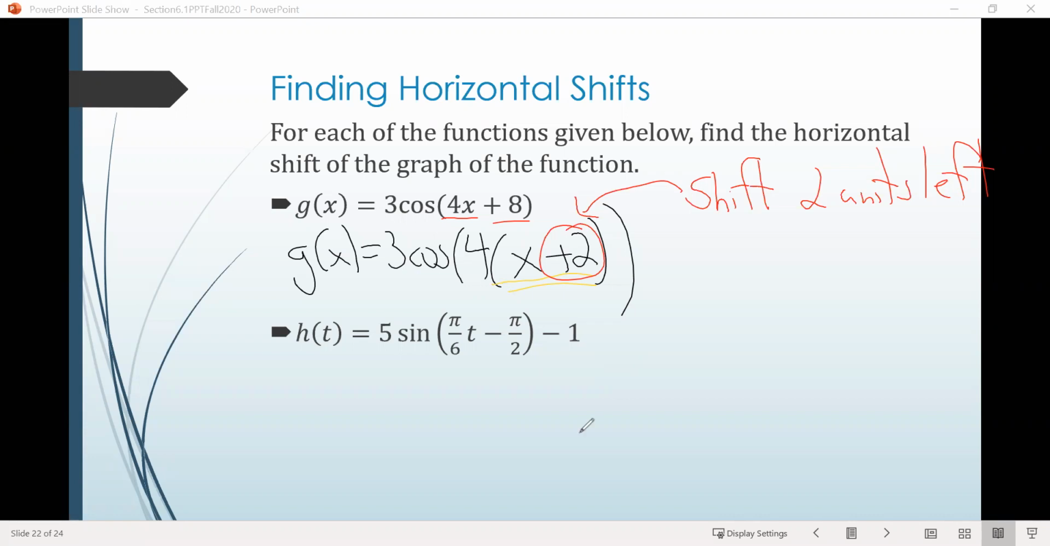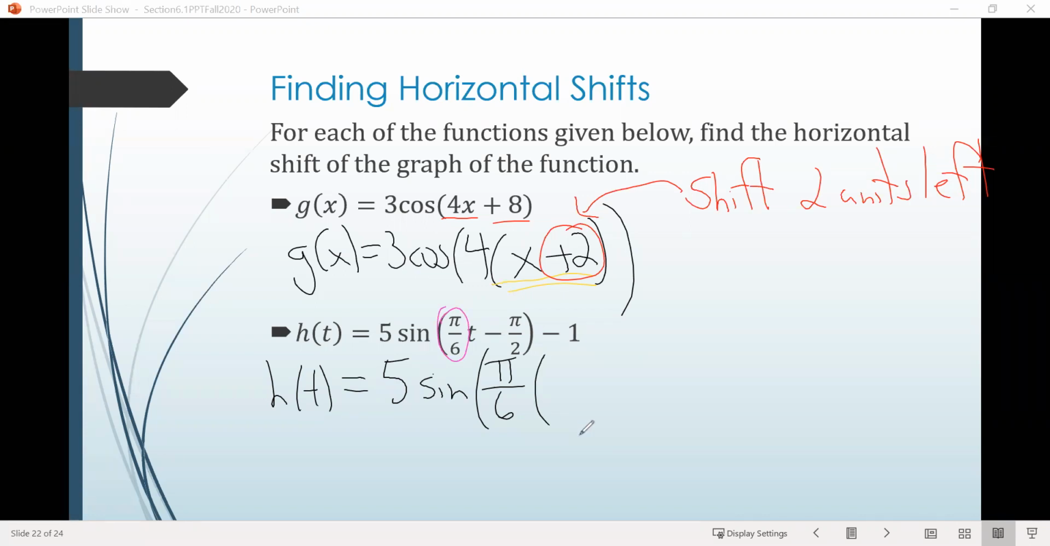All right, let's do a similar thing with the second one now. We have h(t) = 5 sin(pi/6 t - pi/2) - 1. We're going to do the factoring trick on the inside again. So we have 5 times sine of, and we're going to factor out pi over 6. If there's a number being multiplied by the variable there, we pretty much always want to factor that out.